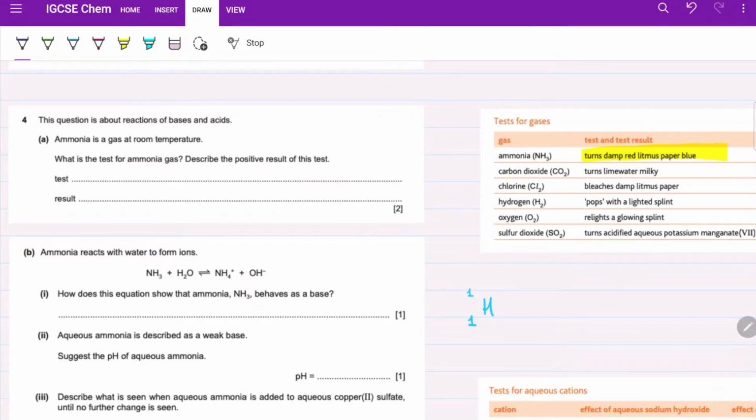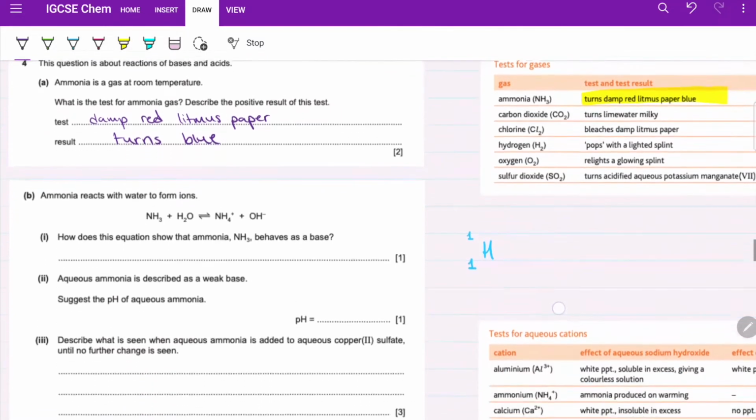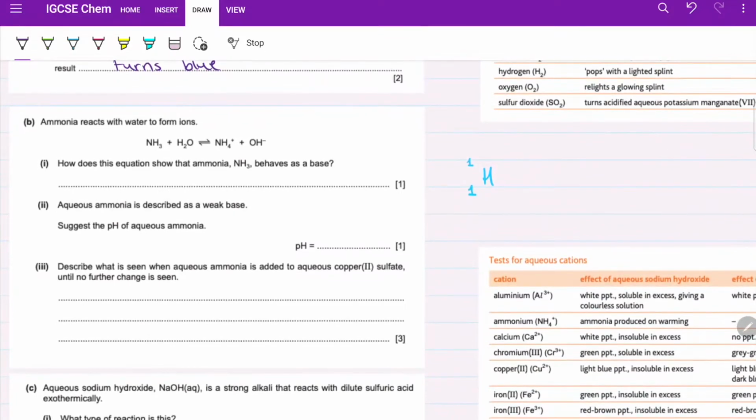So let's place the test. So we got here damp red litmus paper. And as a result, it turns blue. Okay, so when it turns blue, that's when you know ammonia gas is present.